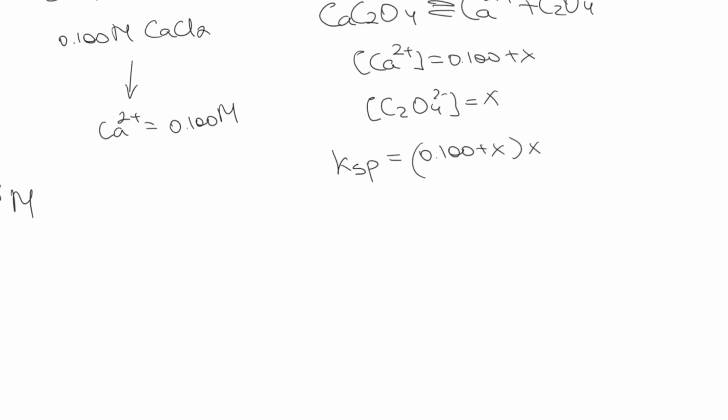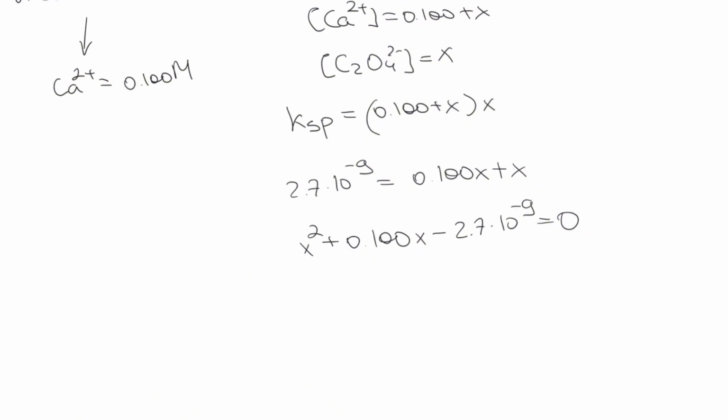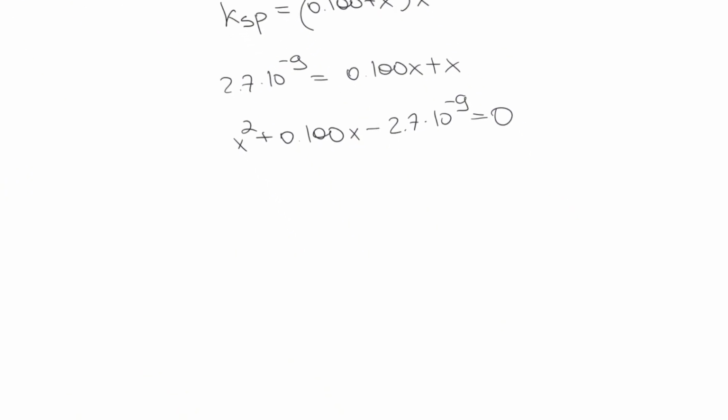And this is a quadratic equation. So 2.7 times 10 to the power of negative 9 will be equal to 0.100 x plus x squared. So x squared plus 0.100 x minus 2.7 times 10 to the power of negative 9 is equal to 0. And if we solve this, our x will be equal to 2.7 times 10 to the power of negative 8 molarity. And it's the same as before. We get exactly the same solubility as before, right?